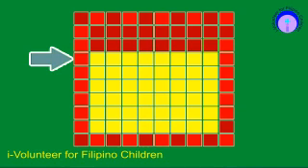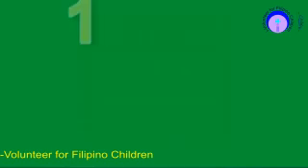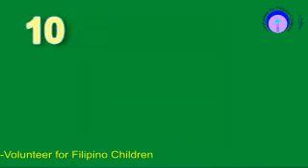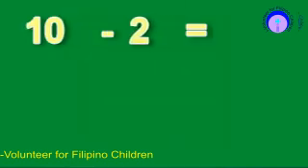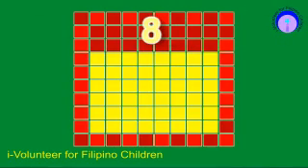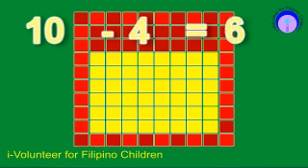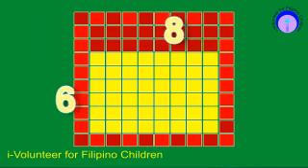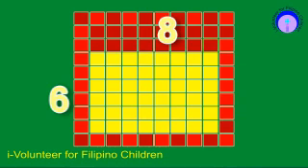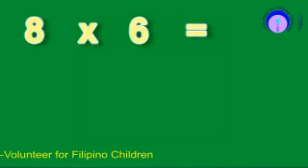O ayan, nakita nyo kung paano kabagal kung individual nating binibilang ang bawat blocks. Alam natin that there are 10 columns minus 2 red blocks is equal to 8 yellow blocks. At ilan naman ang number of rows? There are 6 rows. Therefore, the number of yellow blocks is equal to 8 times 6, which is 48.